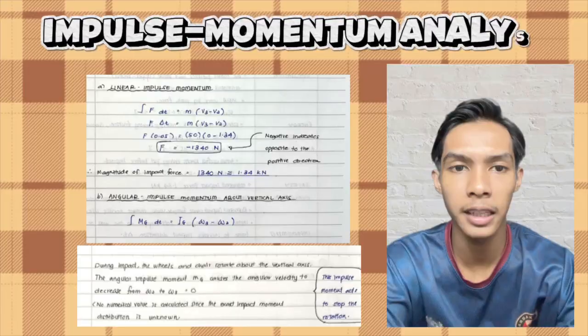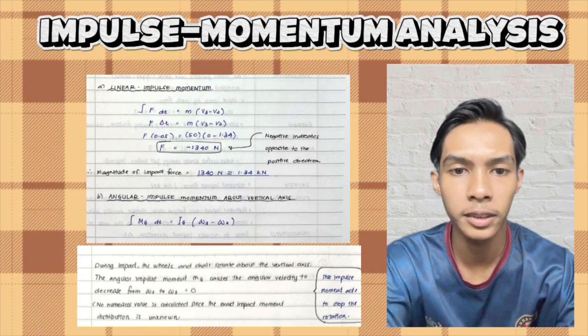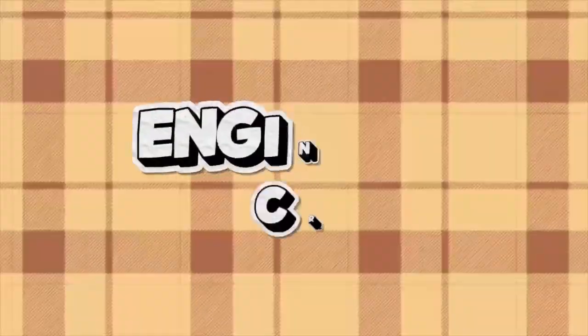For the analysis, I assume that rolling friction and air resistance were neglected. I also assume an impact duration of 0.05 seconds because the exact contact time is difficult to measure experimentally. Using the impulse momentum equation, the estimated impact force was calculated as approximately 1340 newtons or about 1.34 kilonewtons.